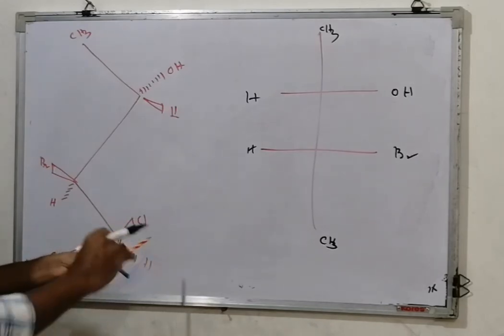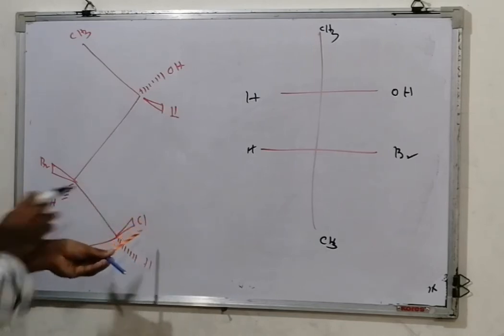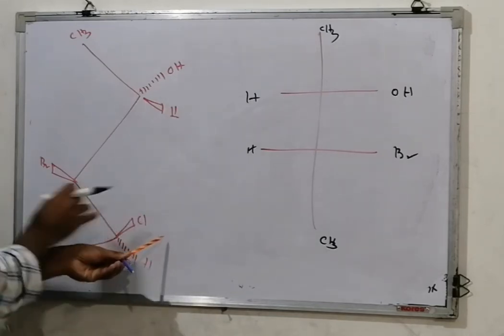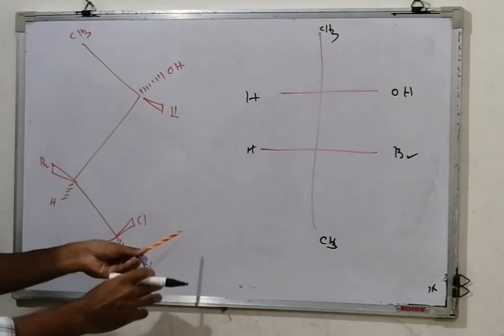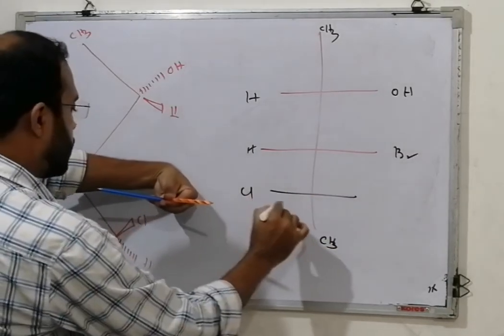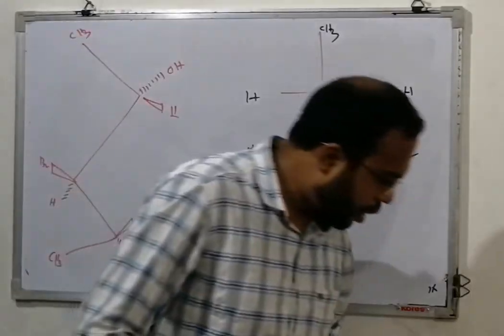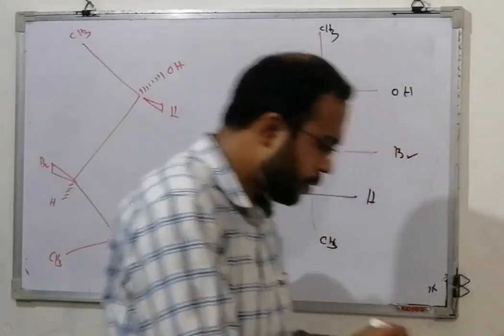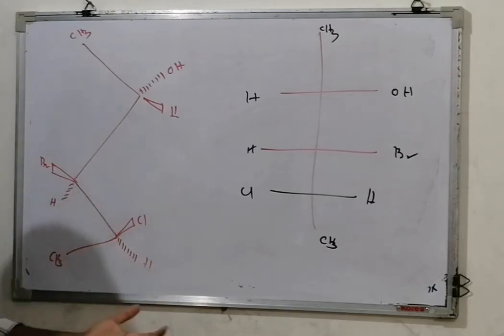This is chlorine because chlorine is towards you. This is hydrogen, hydrogen away from you. This structure is like this. Remember, chlorine towards you. This is chlorine. Okay. Chlorine on our left side, hydrogen. How simply we have done this? See, this is how we can convert any dash and wedge formula into Fischer.